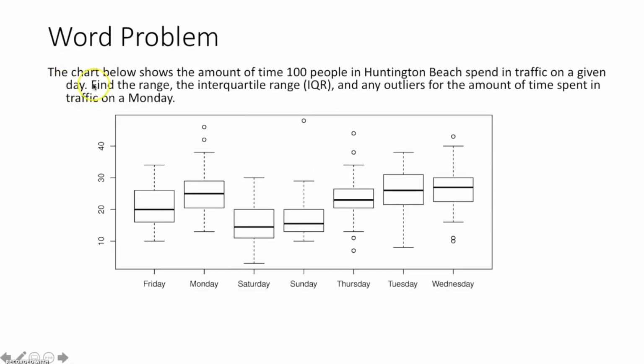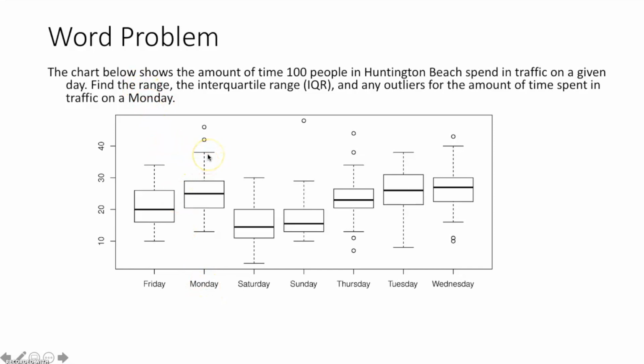Now the word problem says the chart below shows the amount of time 100 people in Huntington Beach spend in traffic on a given day. Find the range, the interquartile range, and any outliers for the amount of time spent in traffic on a Monday. Okay, so let's look at this. First, we want to find the range. So it's going to be the max minus the min.